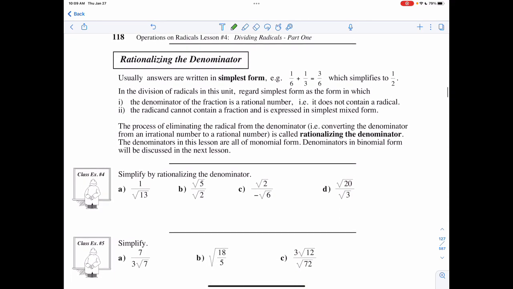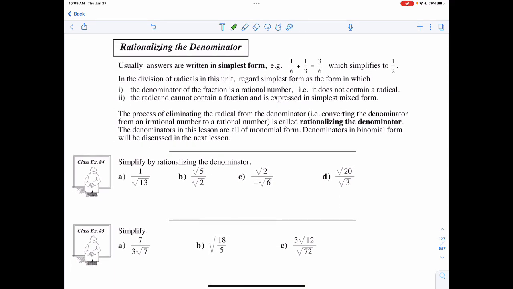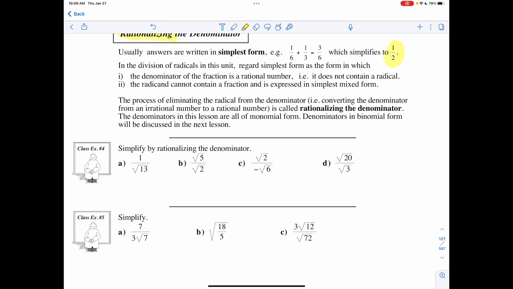Like I said, part of this process is that we can't have radicals in the denominator. We call this process rationalizing the denominator. Usually an answer is written in simplest form, like 1 over 6 plus 1 over 3 is equal to 3 over 6, or 1 over 2. In the division of radicals, the denominator of the fraction is a rational number, so it doesn't contain a radical, and the radicand cannot contain a fraction and is expressed in simplest form.